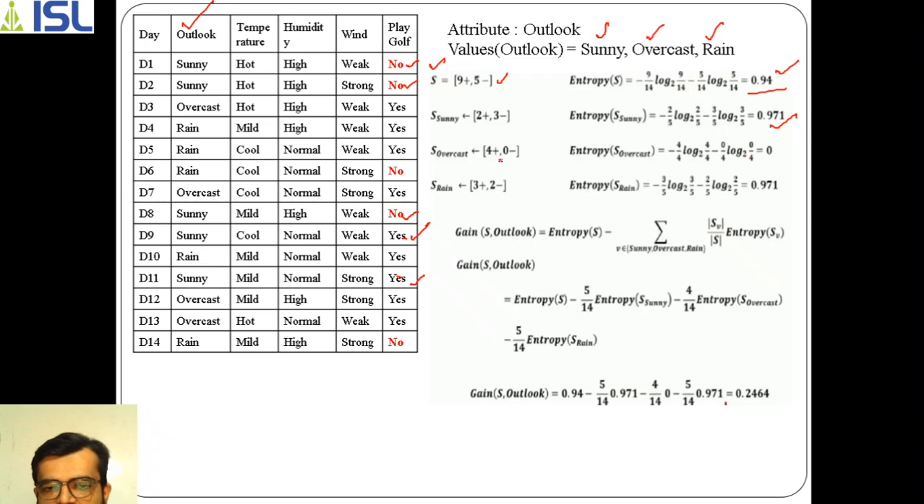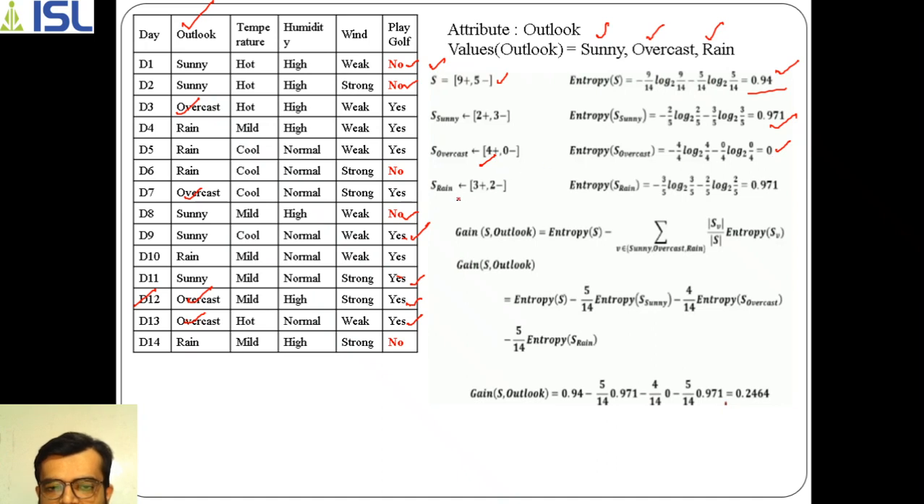Similarly for overcast, you have 4 positives but 0 negatives. If you observe overcast, everywhere a yes is there, here yes, here yes, and again here also yes. So 4 positives. I said that whenever one value is 0, either positive or negative, the complete entropy will be 0. Even without calculating you can directly write it as 0, and even if you calculate, you will get 0.